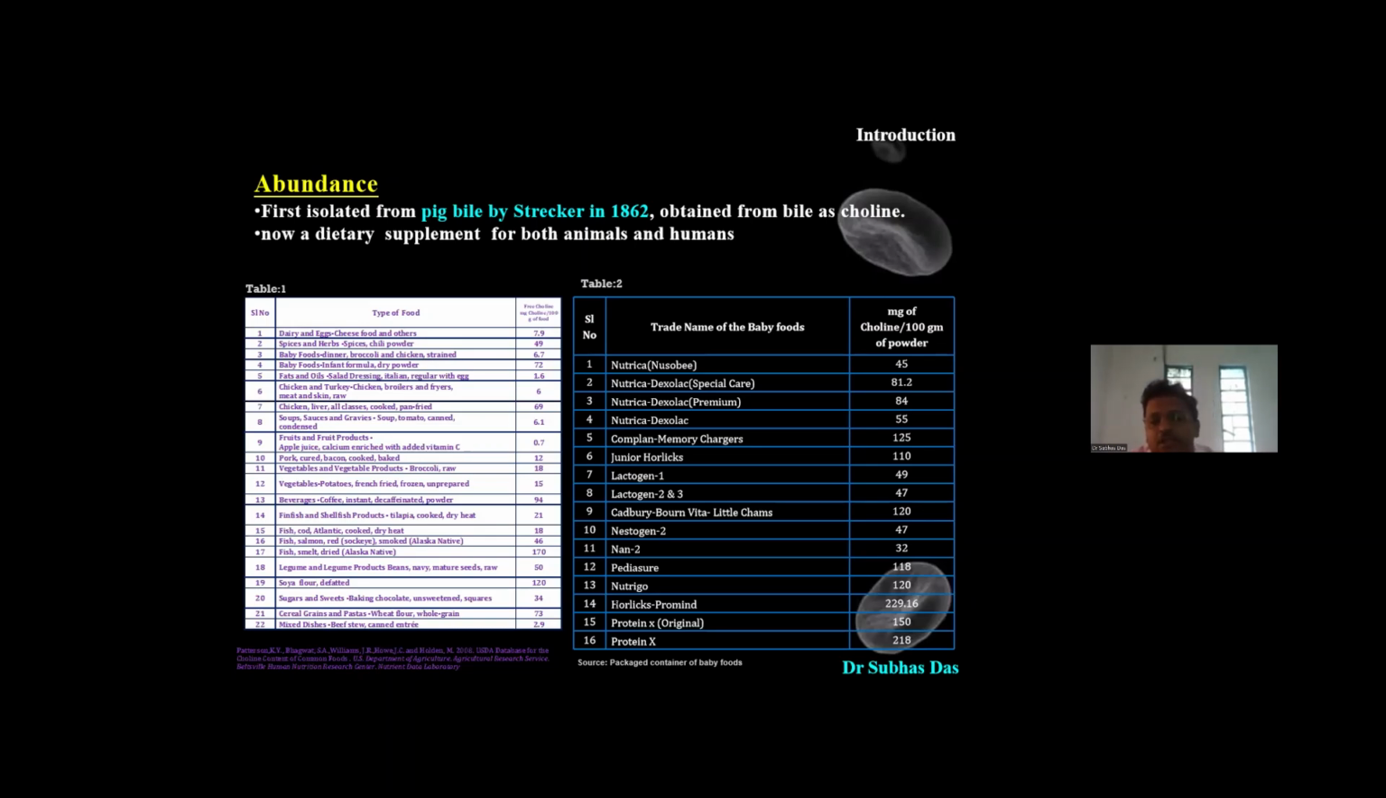However, if we consider baby foods, such as Nutrica, Nutrica Dexolac, Dexolac Premium, Complan, Junior Horlicks, Lactogen 1, Lactogen 2, 3, then Nestum, then Nan 2, Pediasure, Nutrigo, Horlicks, Proteinex. These contain a heavier quantity of choline, as we see in their nutritional information.